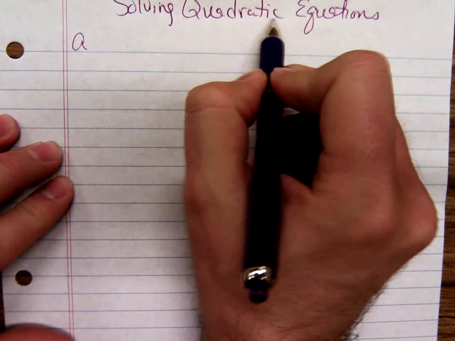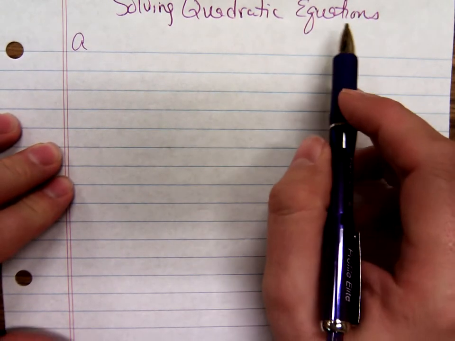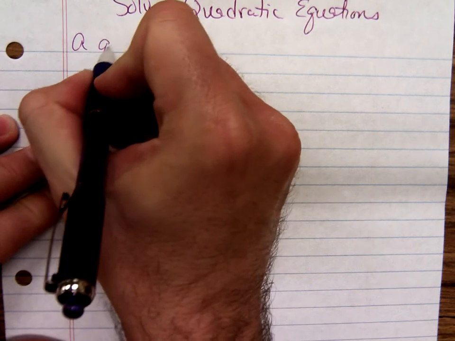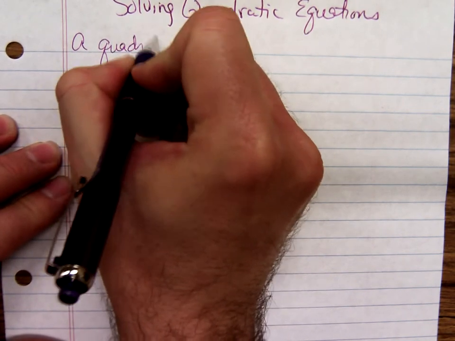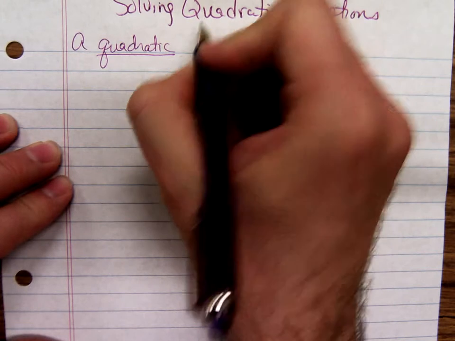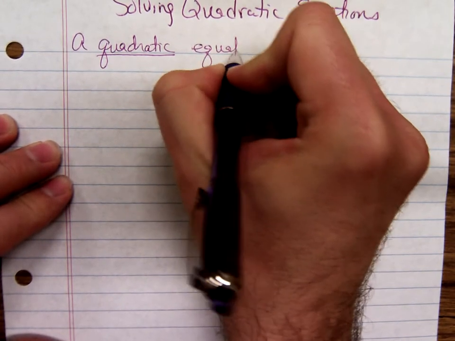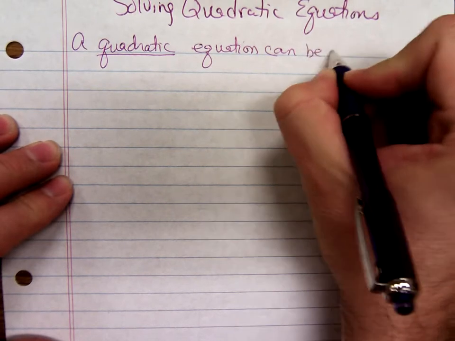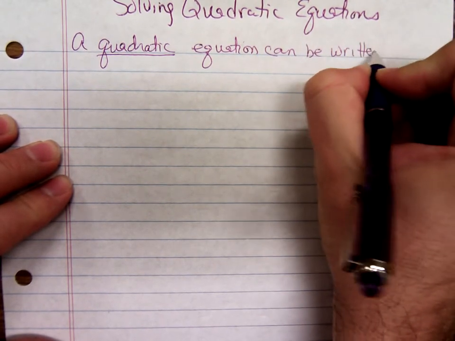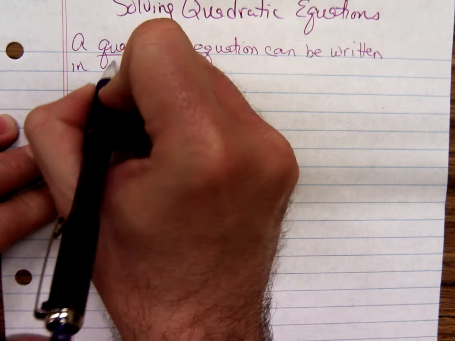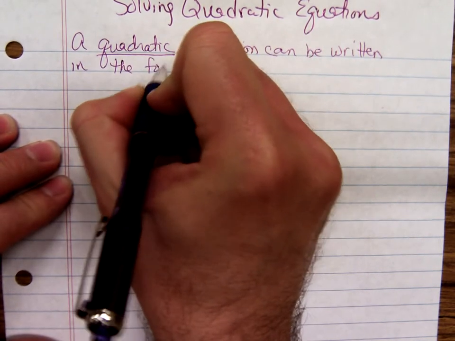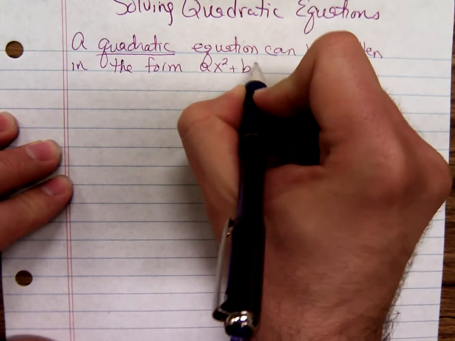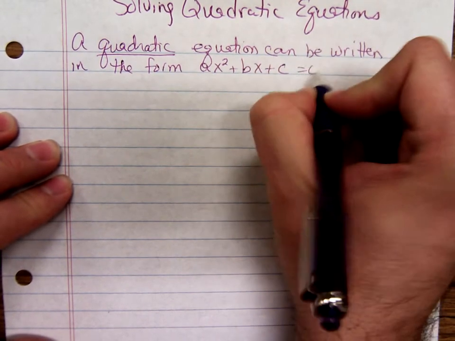I'm defining quadratic, not equation. An equation is a statement that has an equal sign. Okay, a quadratic equation can be written in the form ax squared plus bx plus c equals 0.